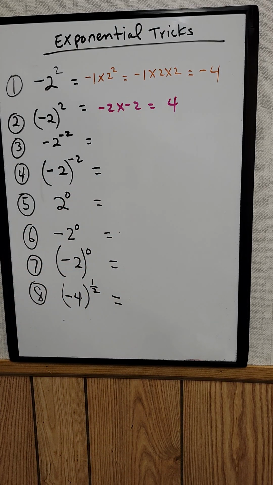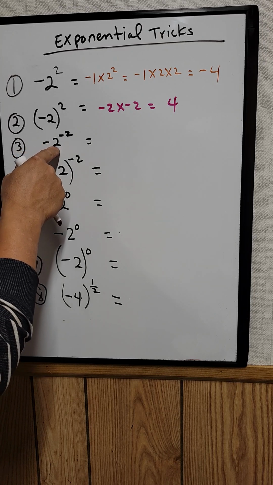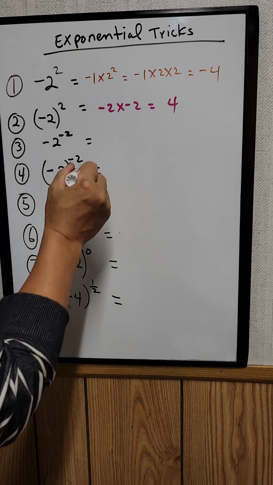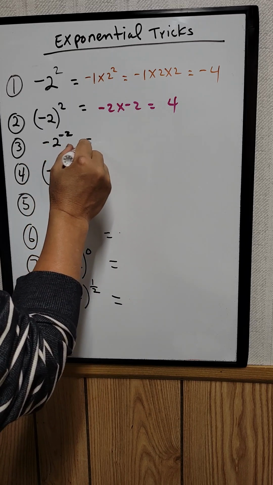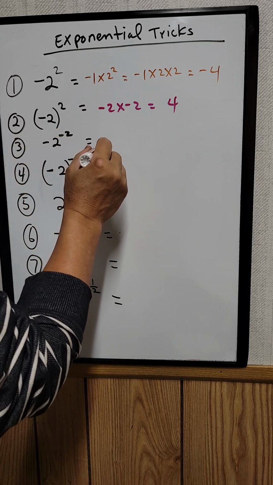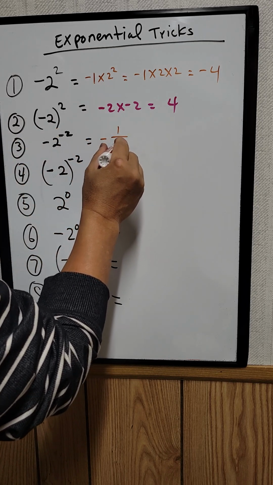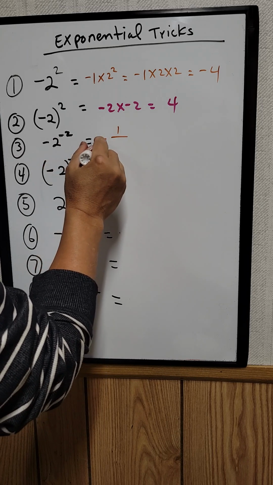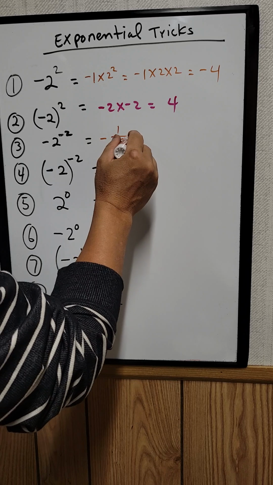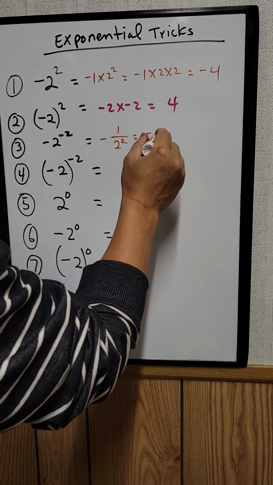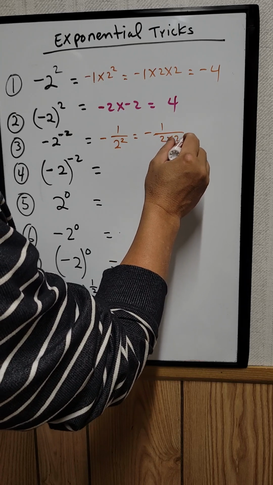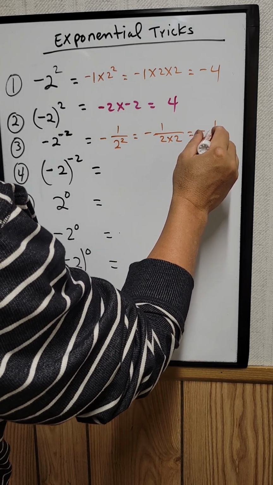How about the third one? You have negative 2 raised to the negative 2. So what is that equal to? Now this one, to get rid of the negative exponent, we can rewrite this as 1 over, so negative 1 over 2 squared. Okay? And then 2 times 2 is 4, so that's equal to negative 1 over 4.